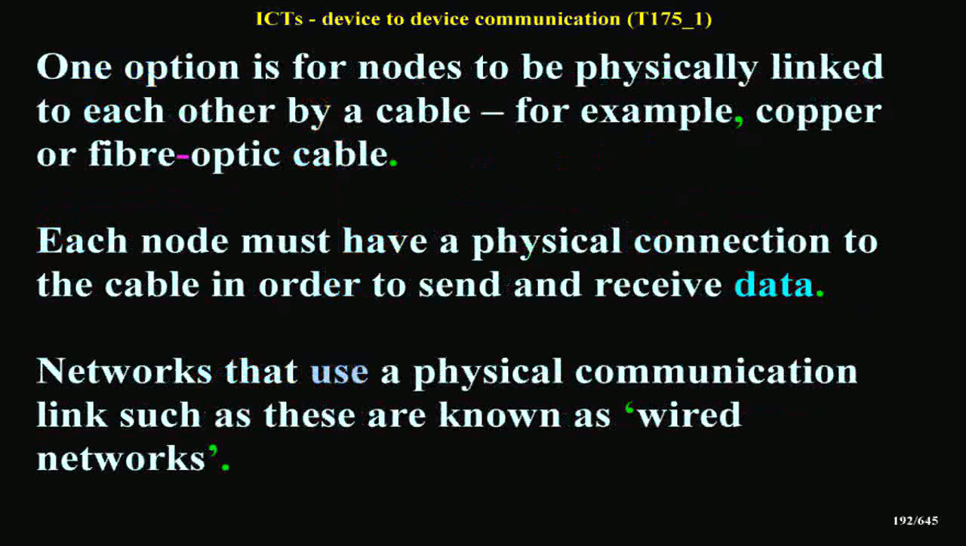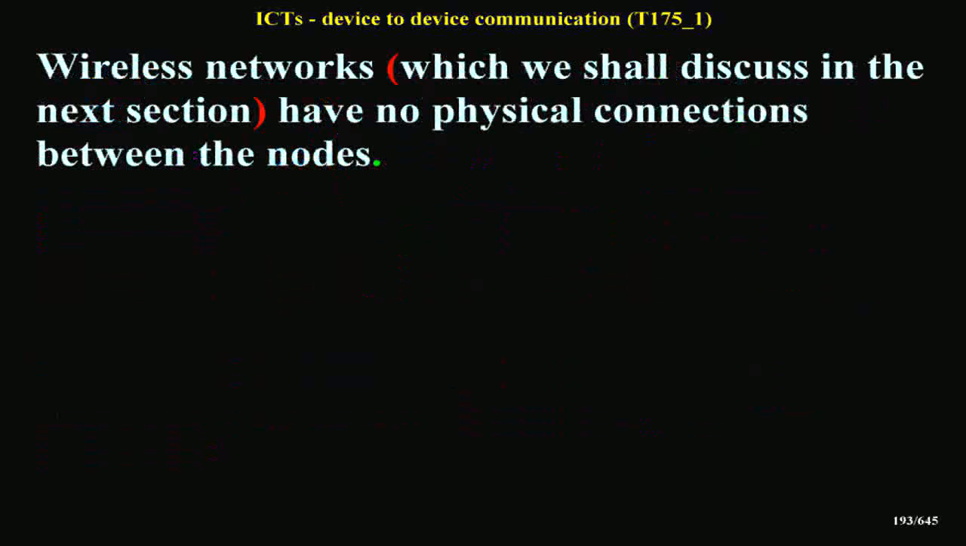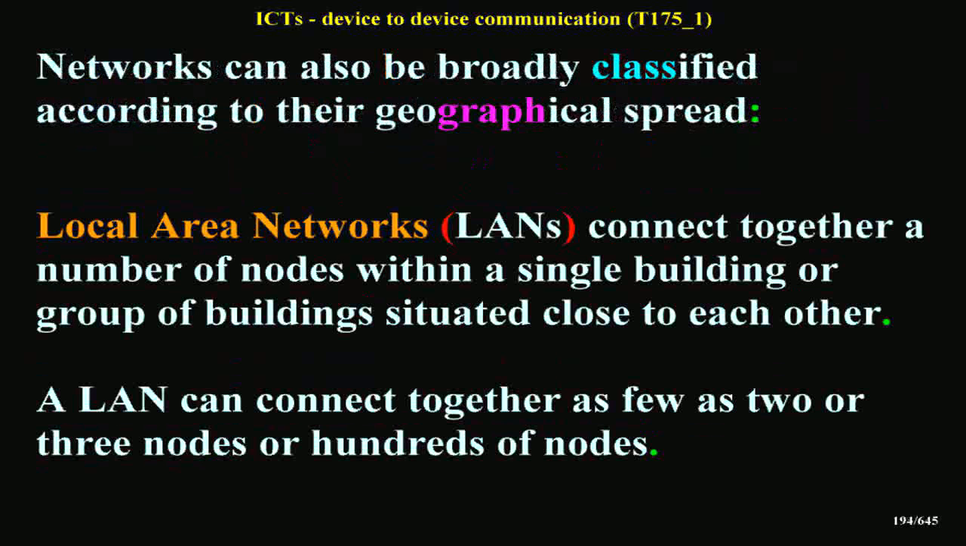To send data from one node to another, there must be some kind of communication path between them. One option is for nodes to be physically linked to each other by a cable, for example, copper or fiber optic cable. Each node must have a physical connection to the cable in order to send and receive data. Networks that use a physical communication link such as these are known as wired networks. Wireless networks, which we shall discuss in the next section, have no physical connections between the nodes.